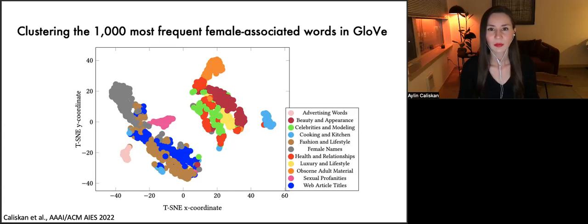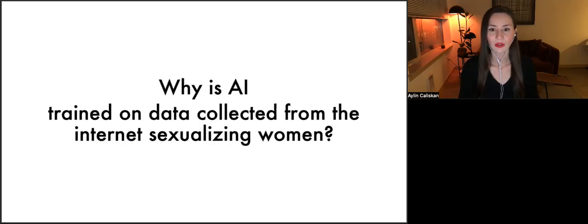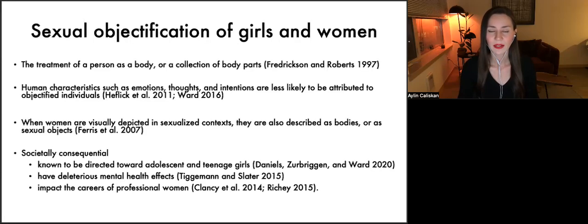Why are these the main representations of the two fundamental groups in society for machines? Why is AI trained on data collected from the internet sexualizing women? To analyze this in detail, we turn to the definition of sexual objectification of girls and women, which is the treatment of a person as a body or a collection of body parts.